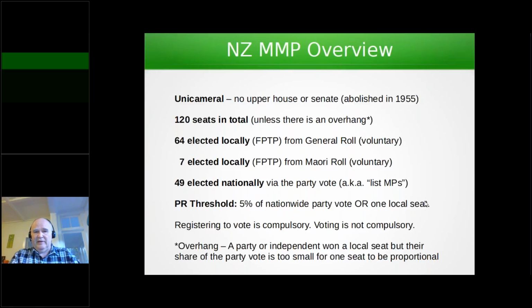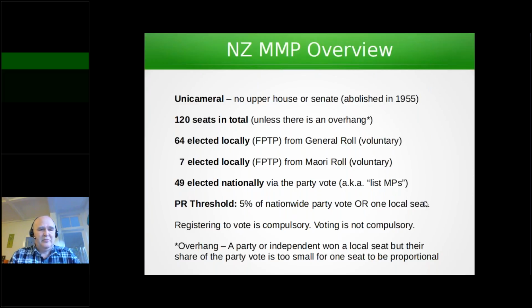The number of seats there can fluctuate based on the number of people on the Maori roll. So when MMP was brought in, there were only 4 seats on the Maori roll. Periodically, I don't know how many years, they do a re-enumeration, and you get to select which roll you want to be on. They just had one recently. So the number of Maori seats could change in future if the numbers drop or increase, depending on how many people opt to be on that roll.